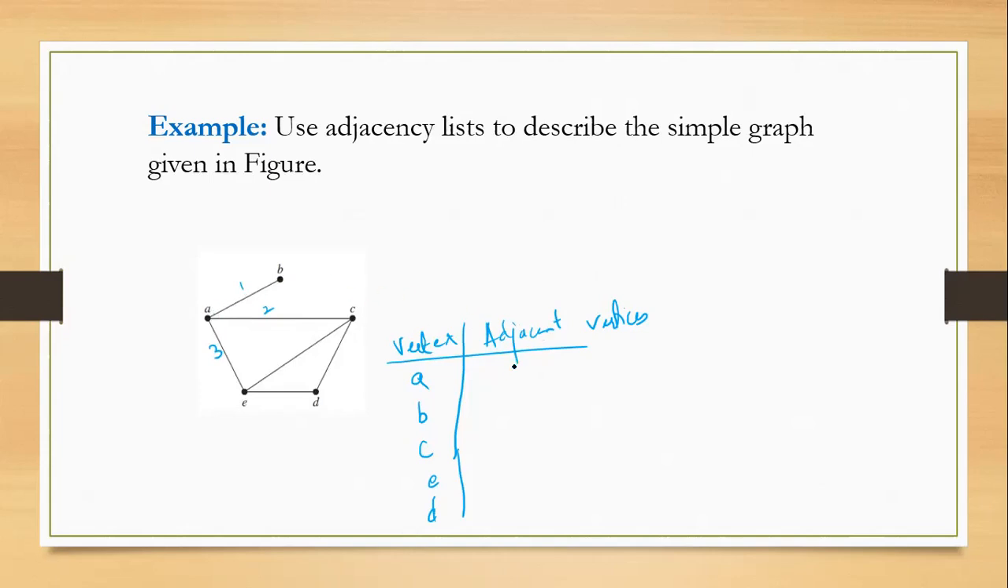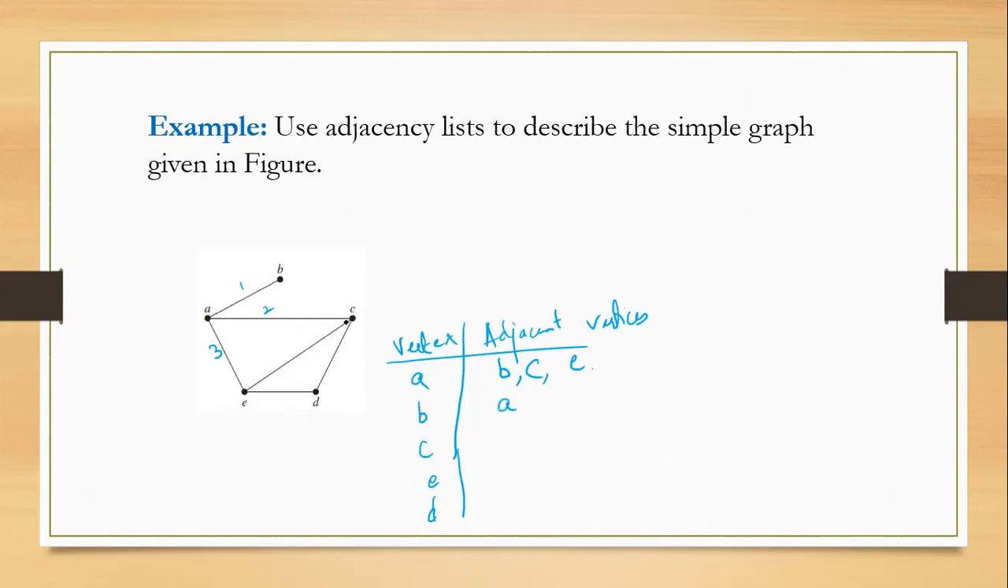So A is connected to B, or adjacent to B. Then A is adjacent to C, and A is adjacent to E. B, C, E. Okay. The next one is B. To which vertex is B adjacent? B is adjacent only to A. So we write simply A.